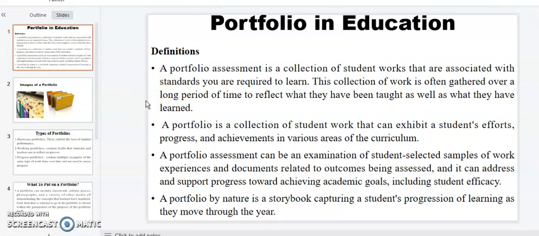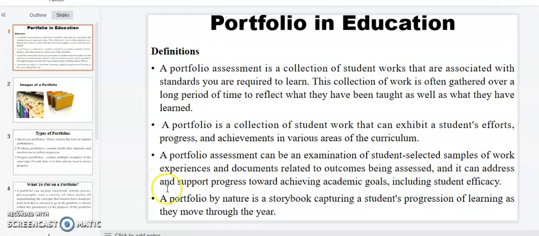A portfolio is a collection of students' work that can exhibit a student's efforts, progress, and achievement in various areas of the curriculum. A portfolio assessment can be an examination of students' selected samples of work, experiences, and documents related to outcome being assessed, and it can address and support progress towards achieving academic goals, including students' efficacy.